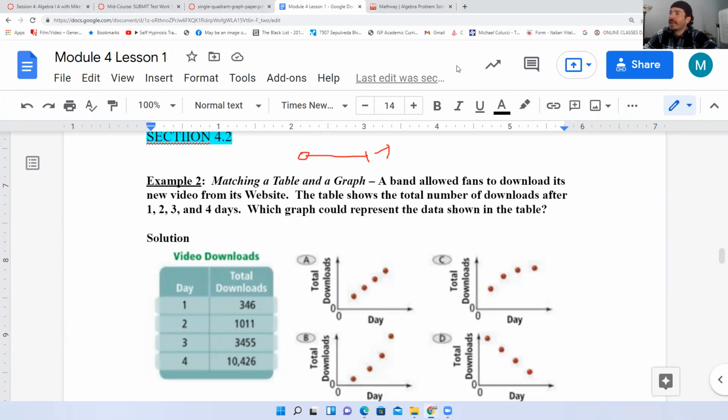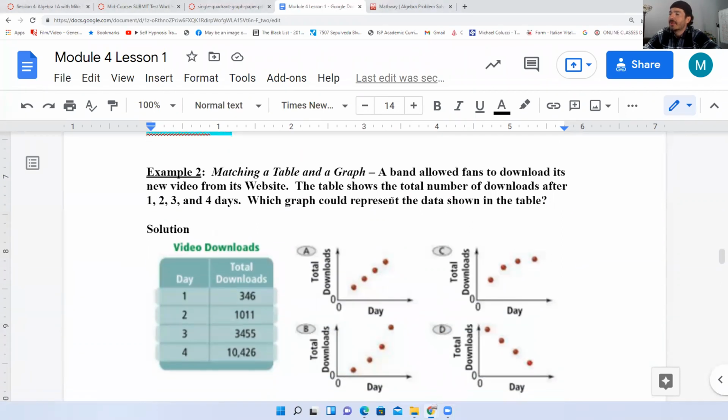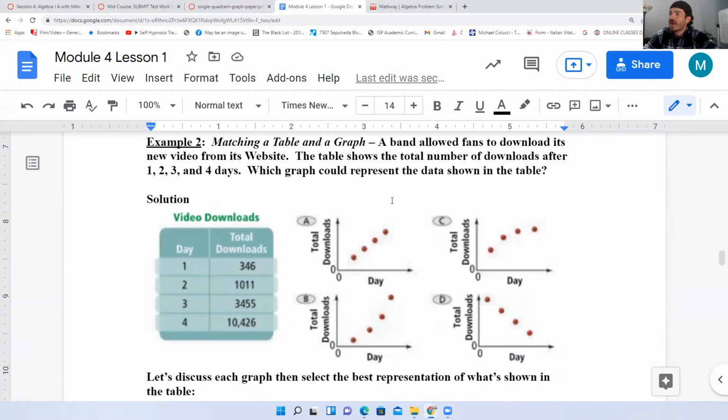Matching a table and a graph. A band allowed fans to download its new video from its website. That was nice of them. The table shows a total number of downloads after 1, 2, 3, and 4 days. Which graph could represent the data shown in the table? Okay.